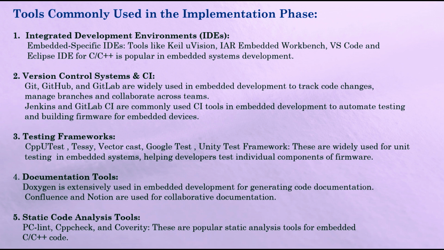5. Static code analysis tools. PC-lint, Cppcheck, and Coverity. These are popular static analysis tools for embedded C or C++ code. They automatically check for coding standard violations, such as MISRA C, which is often used in safety-critical embedded software, syntax errors, and vulnerabilities, ensuring compliance with industry standards.